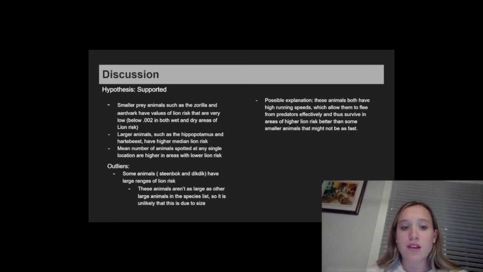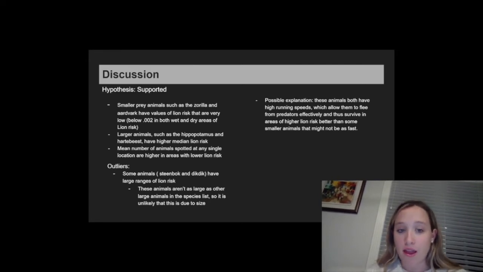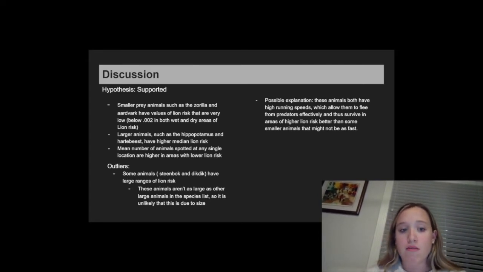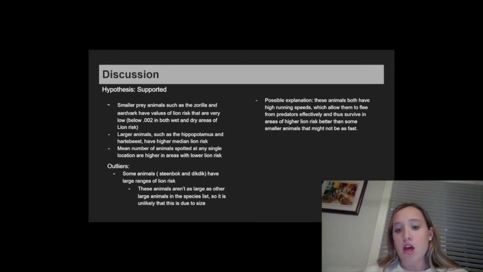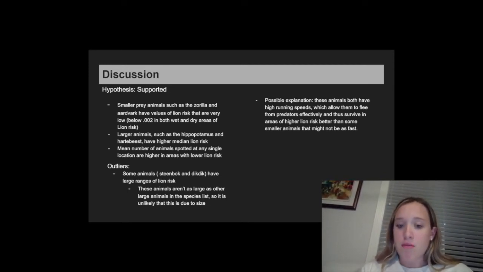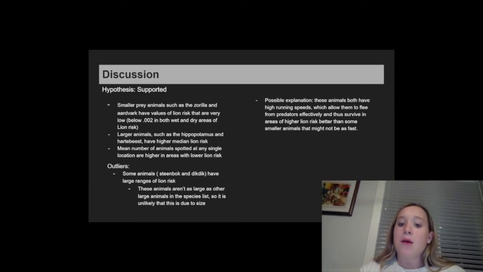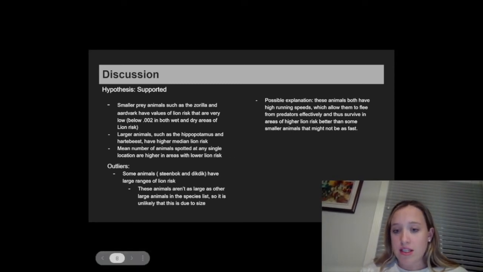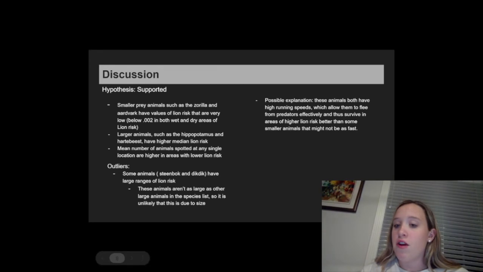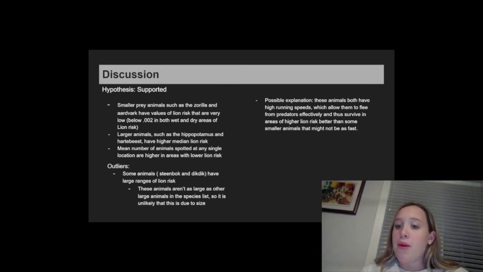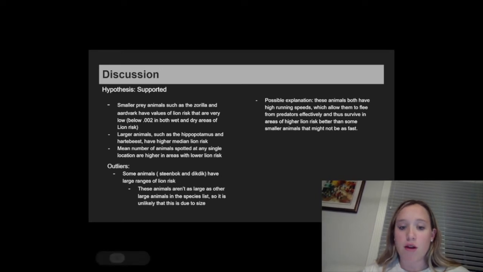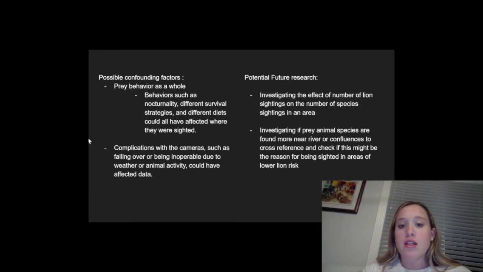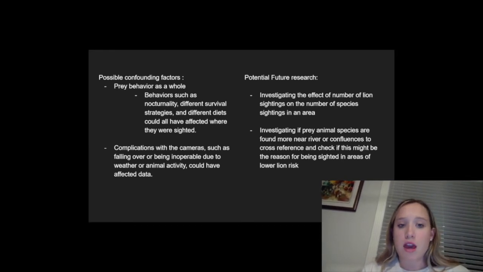An alternative interpretation of the data is that prey animals typically avoid high lion risk areas, which is why the median lion risk in wet and dry conditions for prey animals would be lower than for predator animals. There were some outliers. For example, certain animals had larger ranges of lion risk, which we ruled out as being attributed to size because they were not as large as other animals on the species list. But a possible explanation is that these animals both have high running speeds, which allows them to flee from predators more effectively. Some possible confounding factors include prey behavior as a whole, as well as complications with the camera.